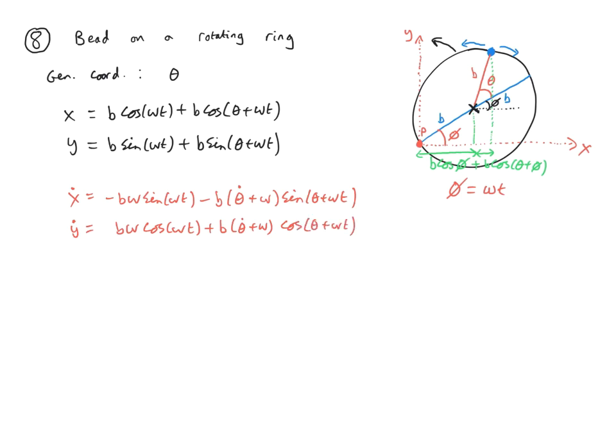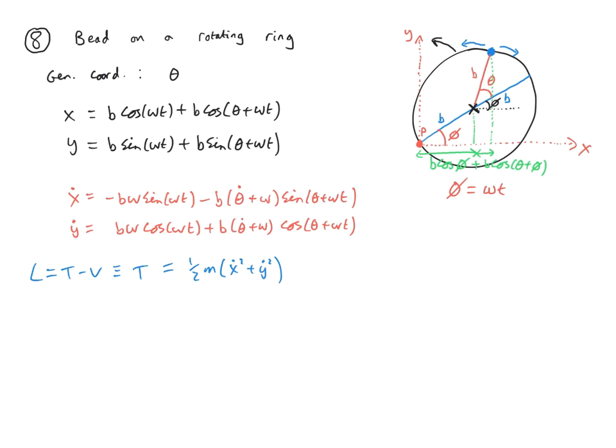Our Lagrangian, therefore, L is T minus V, is actually just the kinetic energy T, because as I mentioned, everything is happening in the xy plane. There's no effects of gravity here. So the kinetic energy is just a half m times the velocity squared. In component form, that's x dot squared plus y dot squared. And I've just worked out x dot and y dot, so I can substitute that in.